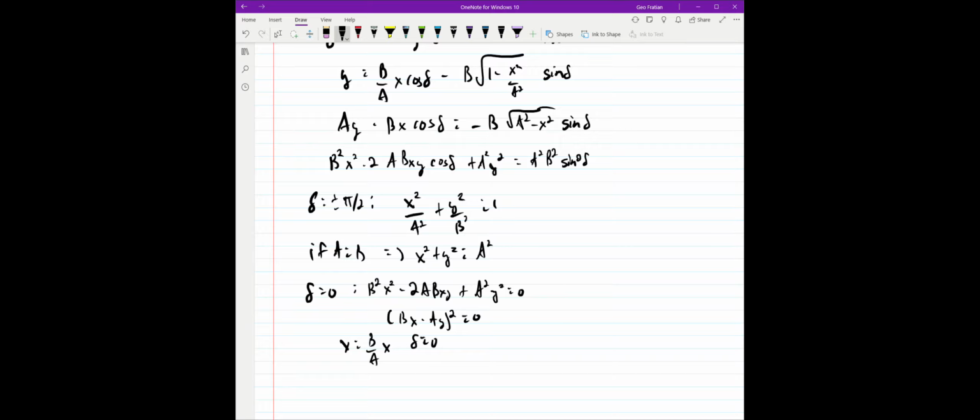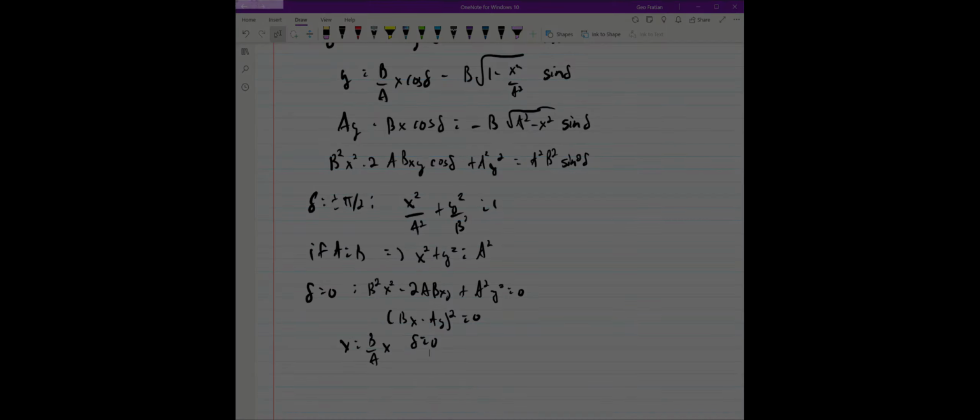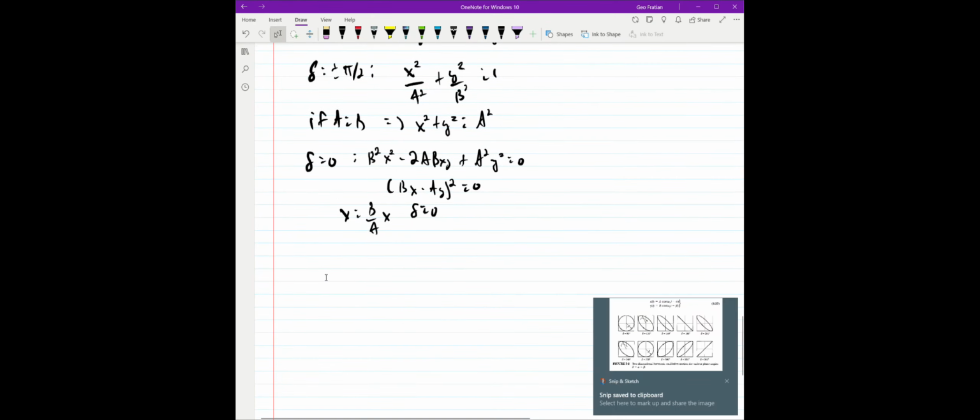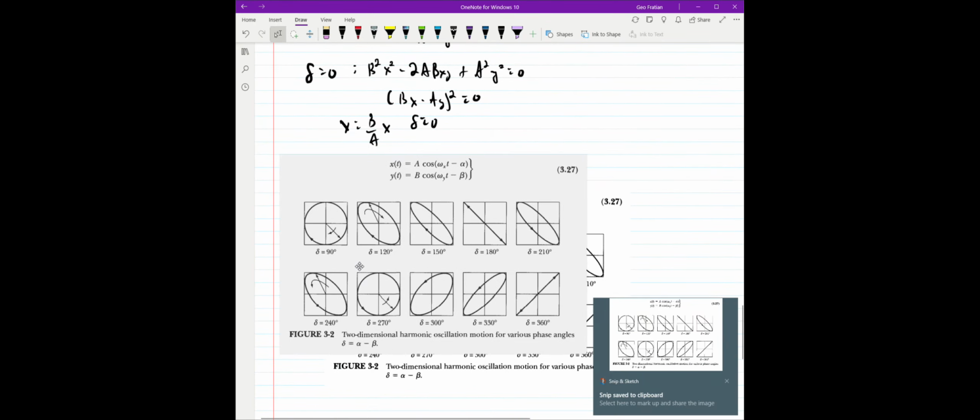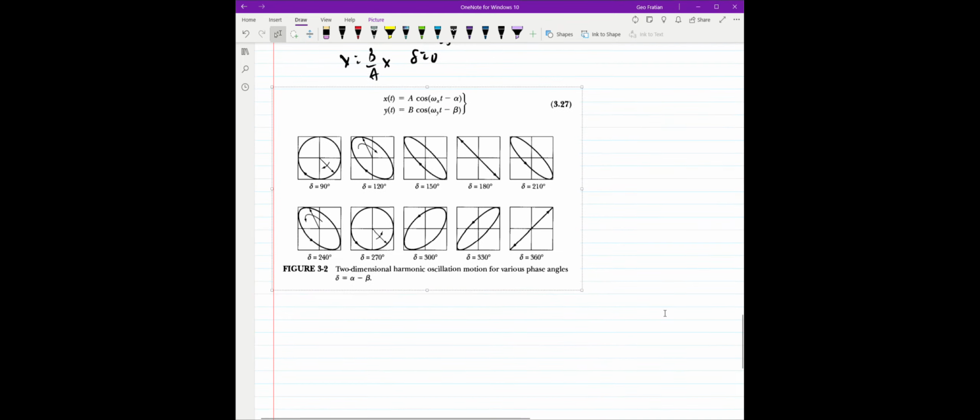But anyways, let's see what happens in 2 dimensions for our oscillations with different angles of delta. So 90 degrees, we get our circle. Basically, every odd multiple of 90 degrees, you get a circle.